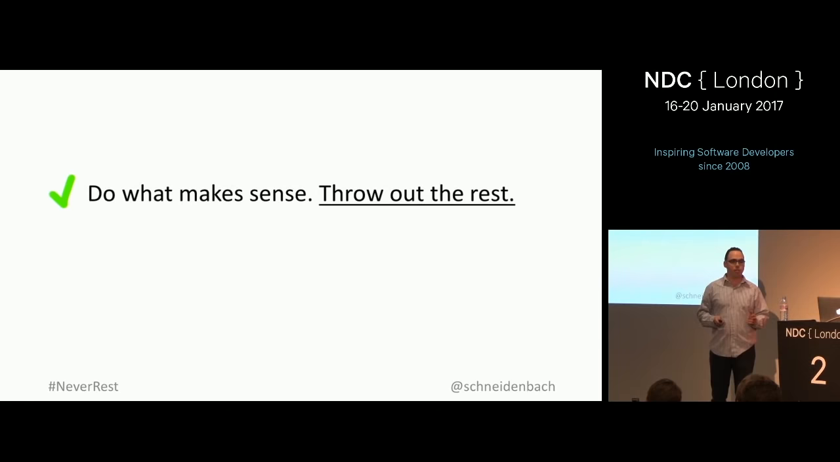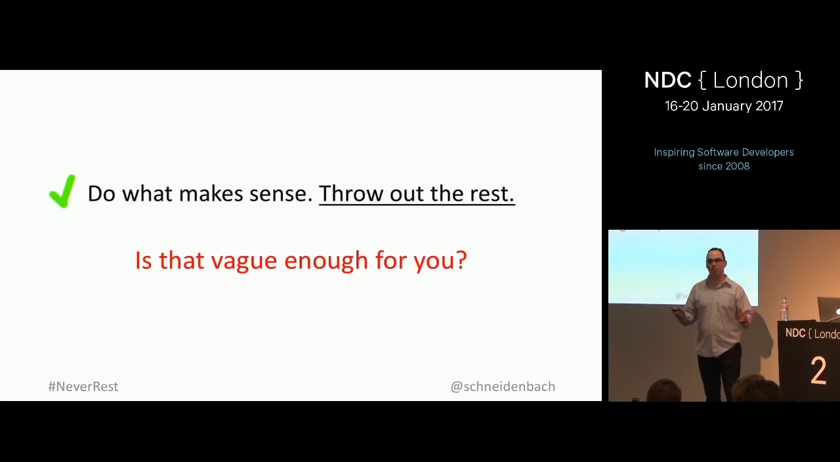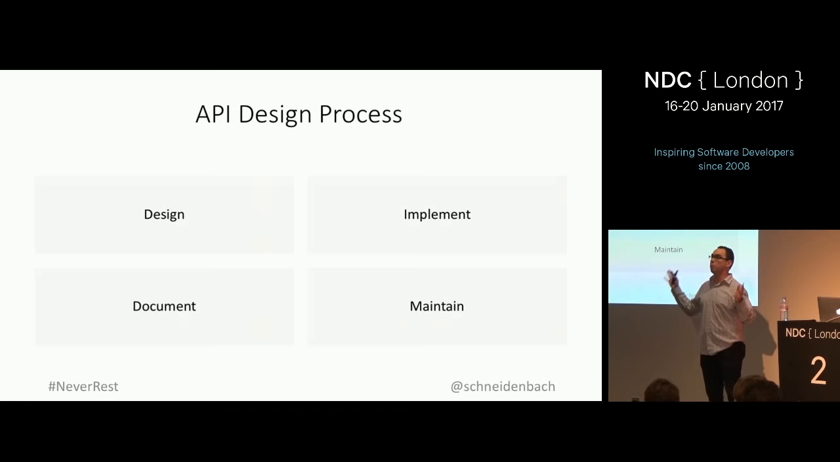Okay, now let me ask you, is that vague enough for you, right? That seems pretty vague. That's not very helpful. And it's mainly because, again, there's no silver bullet. There's no one way, one path. What I say works for me for the most part when I design APIs, it may not work for you, right? So we're going to talk about how to build a RESTful API now. Let's get to building it or designing it, right?